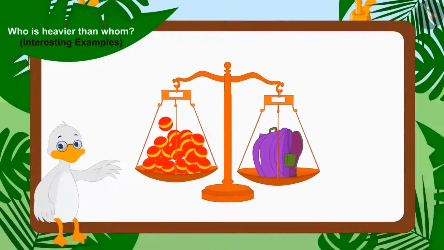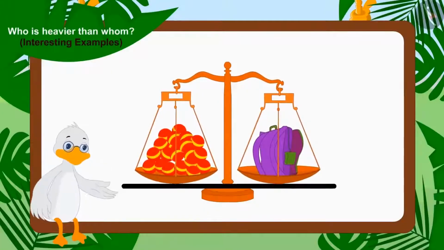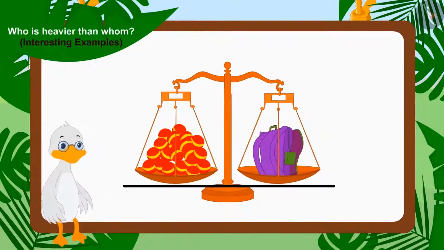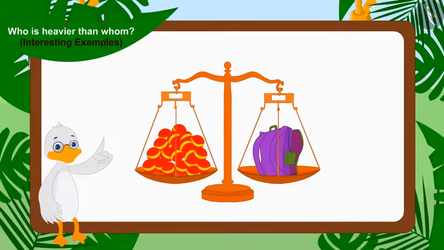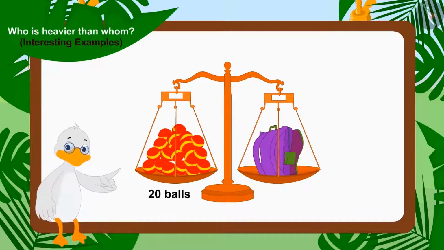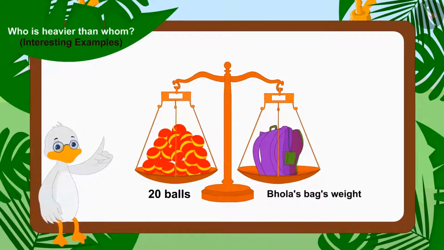Once again, both the plates reached the same level. But this time, there were 20 balls in the plate. Children, what does it mean? Yes, it means that the weight of 20 balls equals the weight of Bhola's bag.